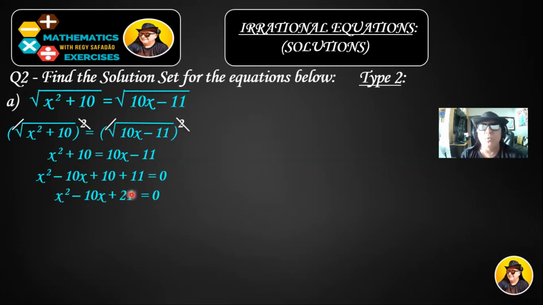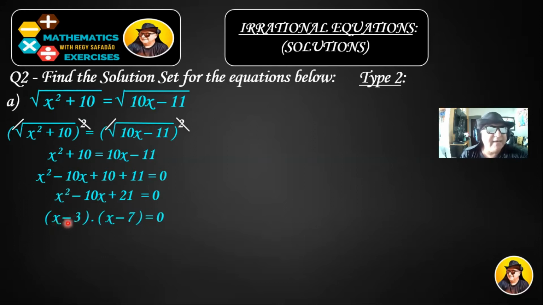21 is the product. So we have to think about 2 numbers that multiplying them, we have plus 21, all right? And at the same time, the 2 numbers we are looking for, when we sum them, they have to be minus 10, all right? Yes, you got it. So minus 3 and minus 7. See, they are the roots of this quadratic equation.